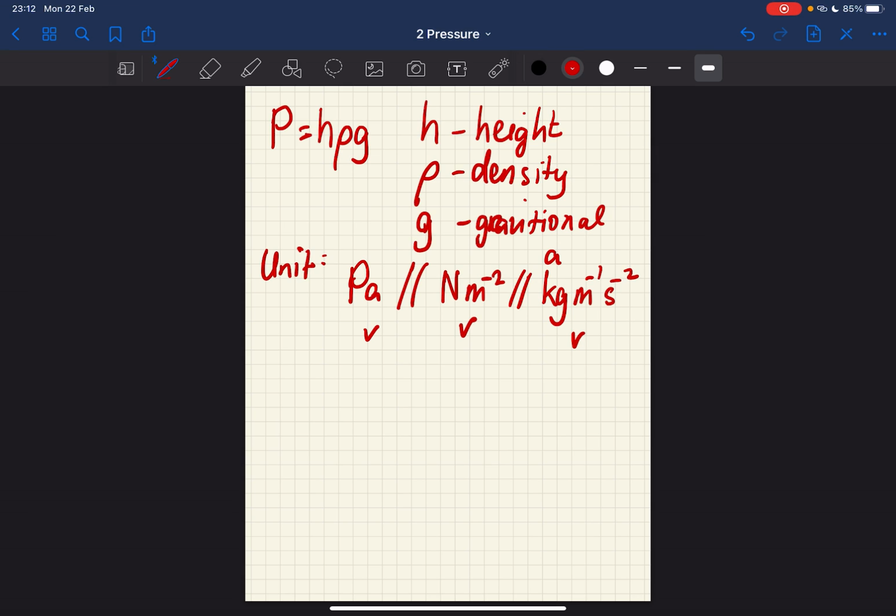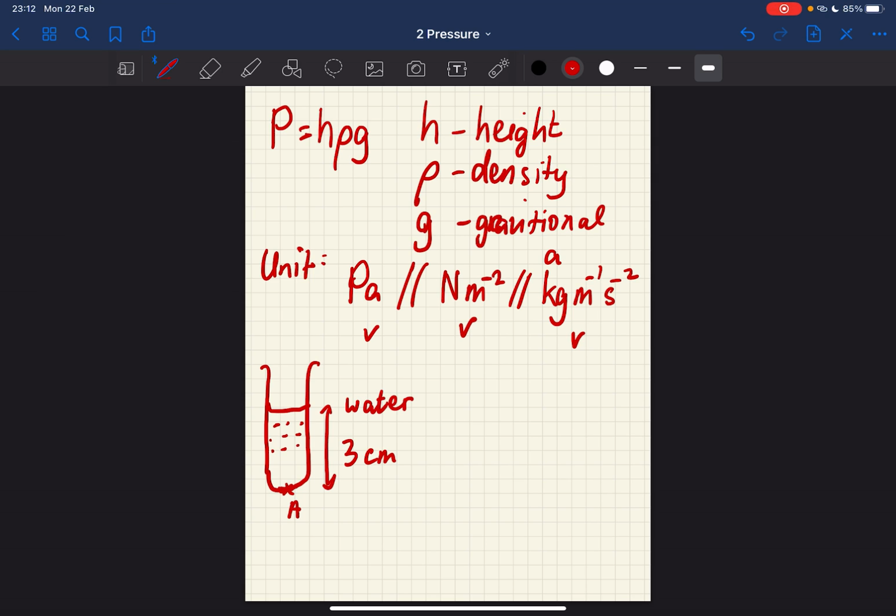So, let's recall. Let's say you have a tall jar here, and this jar is filled with water. And underneath the jar is a point. Let's say it's point A.